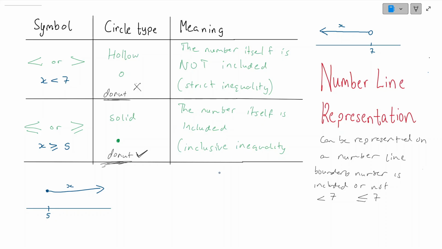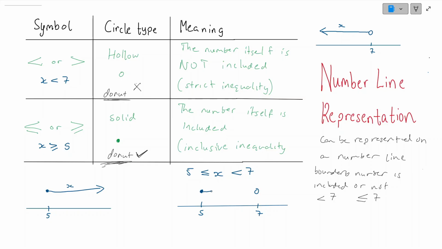We can combine the two and we get something like this. X is less than 7 and x is greater or equal to 5 at the same time. And this on a number line, we will start off by drawing our number line. We have two values that we are interested in, 5 and 7. We're going to have a solid circle at 5 because 5 is included. And we're going to have a hollow circle at 7 because 7 is not included. And the values of x is everywhere in between those two circles.